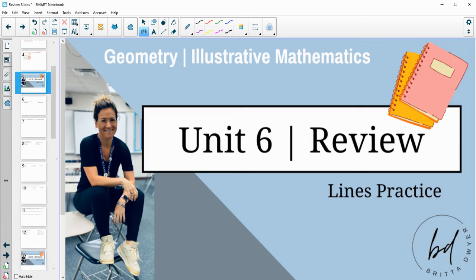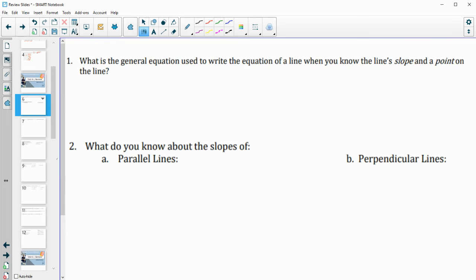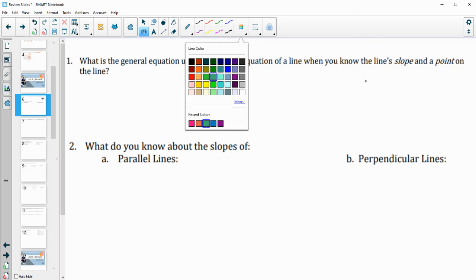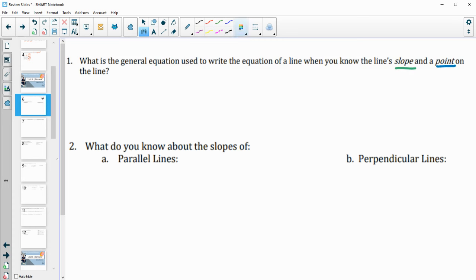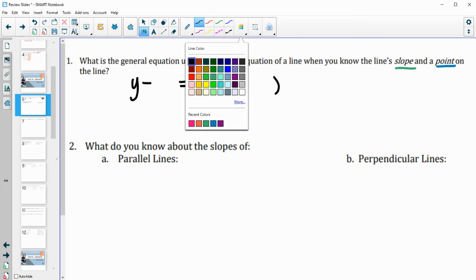All right, then we're going to look at doing the next part of the review, which is the line practice. So number 1 asks, what's the general equation used to write the equation of a line when you know the line's slope and just a random point on the line? So this is called point slope form. And point slope form, you do y minus the y coordinate of your point equals the slope times x minus the x coordinate of your point.